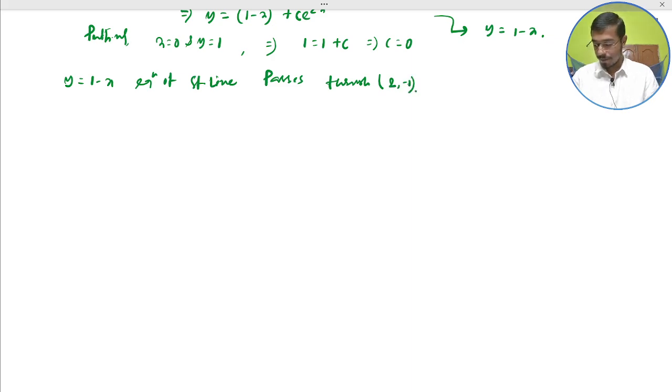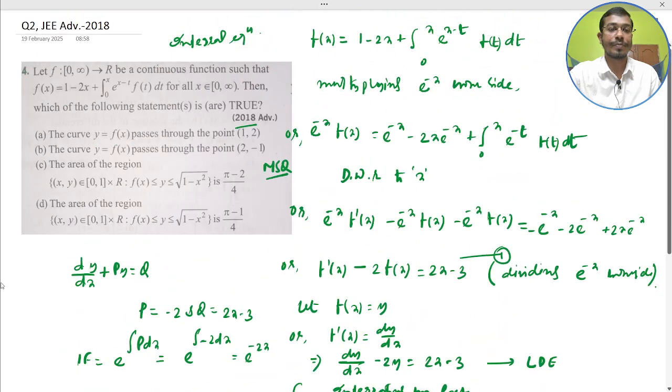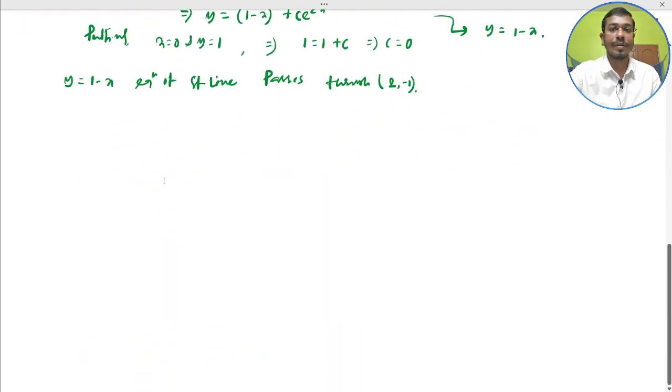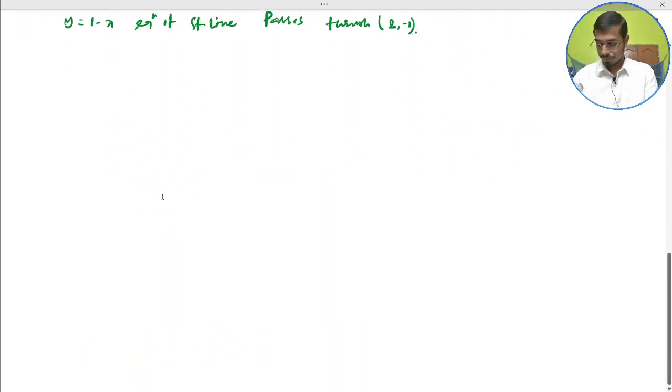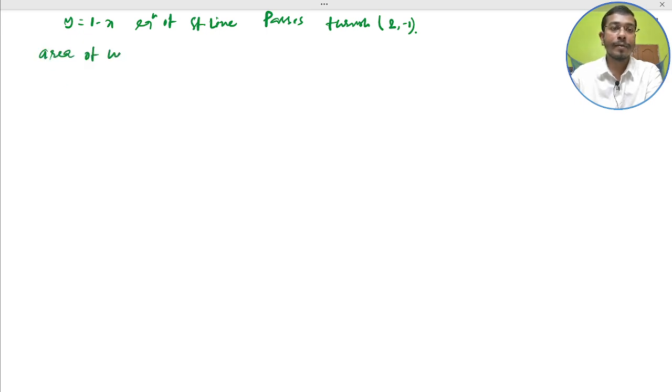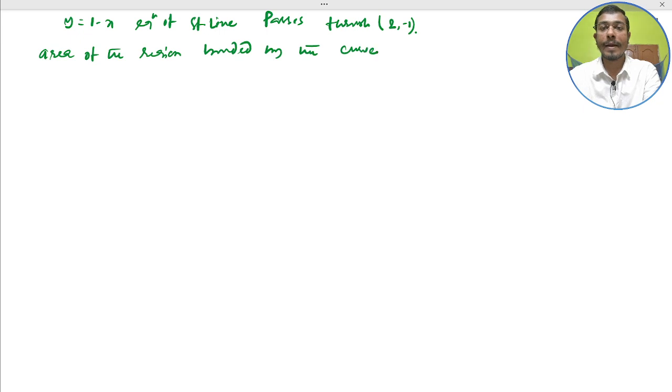Now we have to find the area of the region, because this option is to be checked. The curve passes through this point, and we have to find the area of the region bounded by the curve y equal to root over 1 minus x square and y equal to this line 1 minus x.